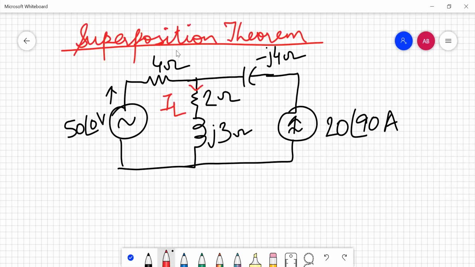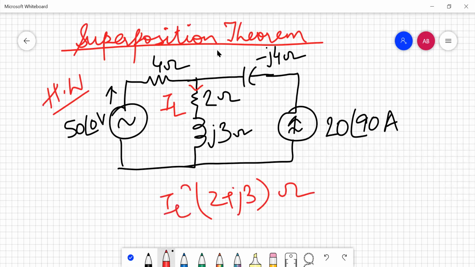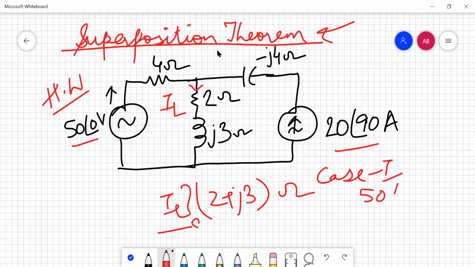So now we come on to our superposition theorem, and this question is a homework for you all to do. You have to determine the current in the 2 plus j3 ohm impedance. That is, you have to calculate this load current by using the superposition theorem. Superposition theorem means there are two sources, so you will be considering two cases. Case 1, where you are going to take only your voltage source and you are going to open this current source, draw the circuit again and find out the value of the current because of this. It will be in the downward direction.